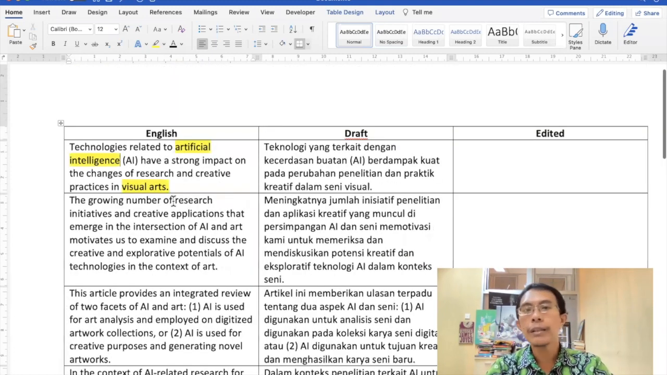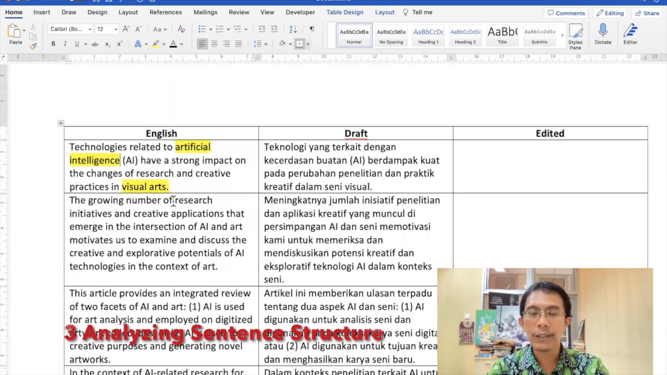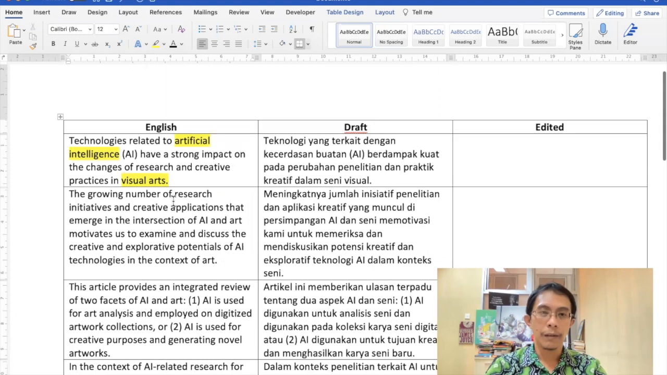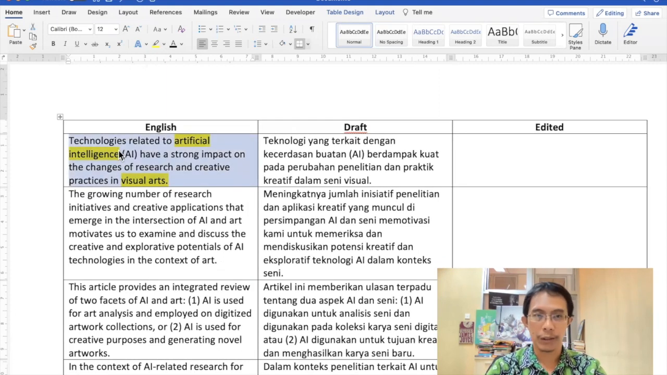Then comes the third stage. What is the third stage? It's analyzing the sentence structure, like what we have done. If we read this sentence, we need to know which one is the subject. Here we can easily find that technologies related to artificial intelligence, that's the subject. What is the verb? Here the verb is have, okay. And then everything else is the object.